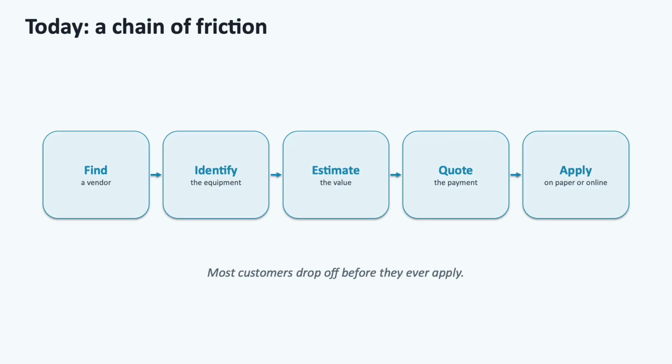Today, when a small business owner sees a piece of equipment they want to lease, they walk into a chain of friction. They have to find a vendor that finances it, identify exactly what they're looking at, estimate what it's worth, get a payment quote, and then sit down and fill out an application, on paper or in a browser. By the time they're ready to commit, the moment of intent is usually gone.